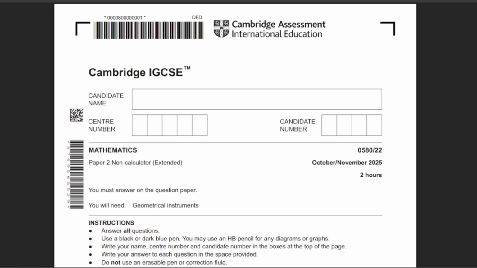October November 2025 Maths Paper 2 0580 explained by a Maths A star student.